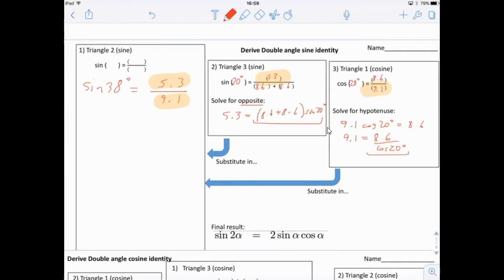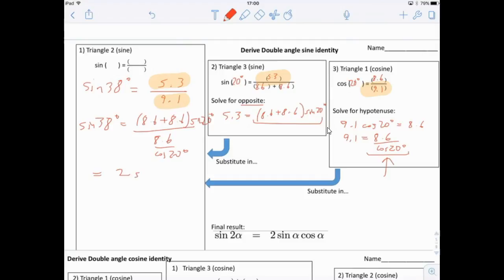So let's substitute those. So we're going to have sine of 38 degrees is equal to 8.6 plus 8.6 times the sine of 20 degrees, and then we're going to divide that by 8.6 divided by the cosine of 20 degrees, right? Because 9.1, we substitute in that. Okay, now we can see that 8.6 plus 8.6 divided by 8.6 is actually 2, right?